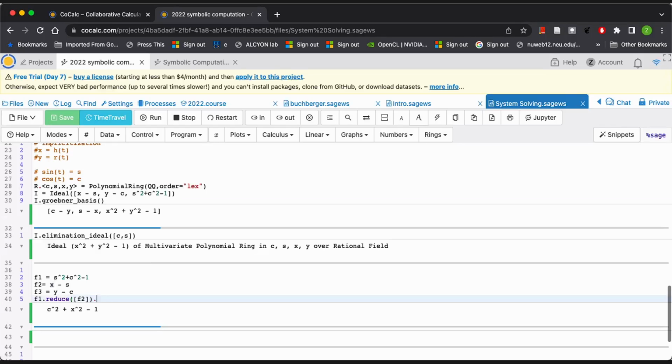And now if I reduce this by F1, this will change, by not F1, F3, sorry. This will change the Y's, the C's with a Y, right? So now you see that actually this polynomial belongs to the ideal because it is a linear combination of those polynomials. Questions?